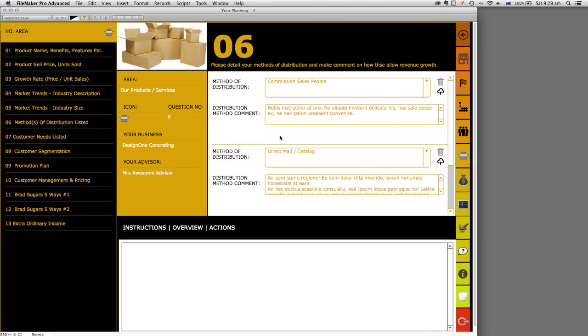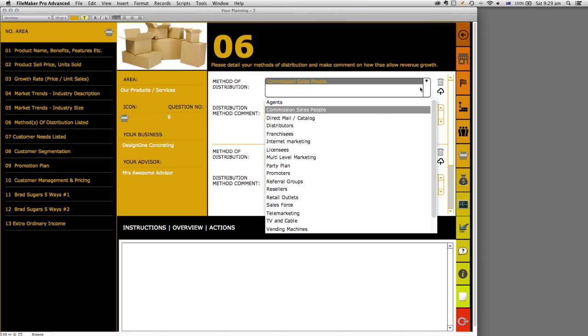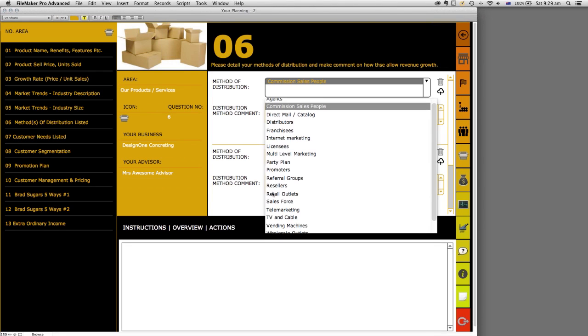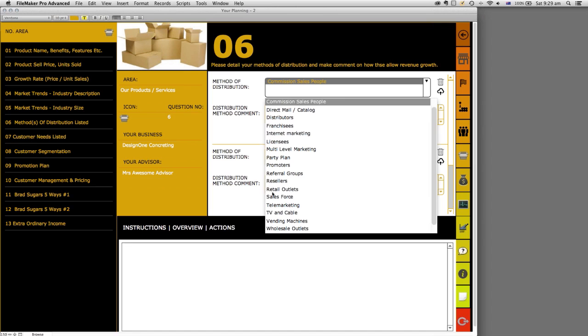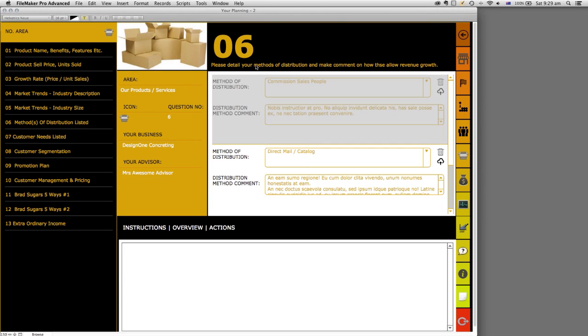Method of distribution. So for her, it could be commission salespersons. She could do some internet marketing. For example, she might sell by party plan, or she could just have retail outlets. So she just selects how she's going to. Method of distribution is another word for how you're going to sell. And it just goes down then.